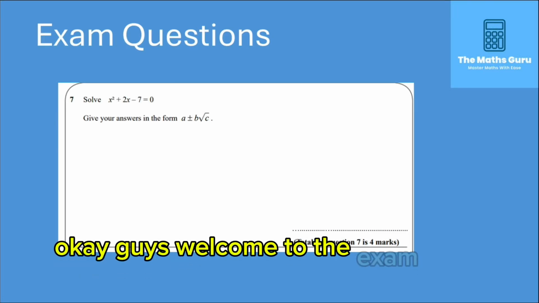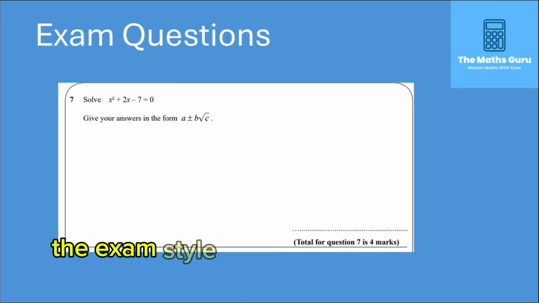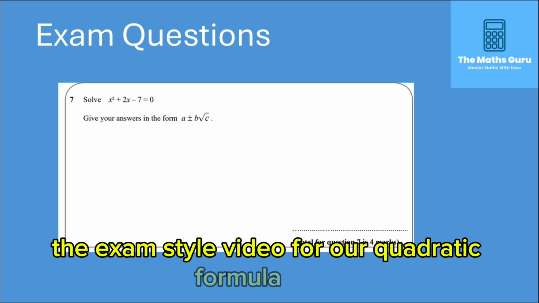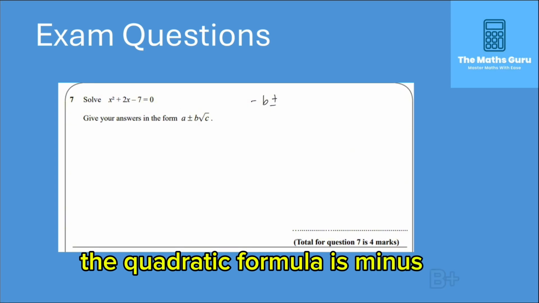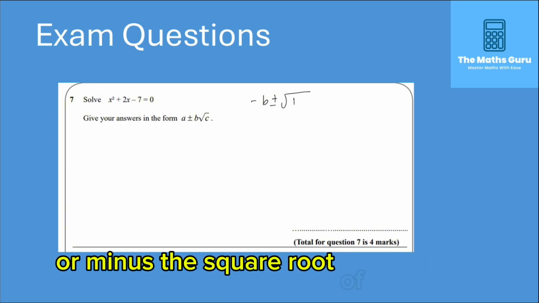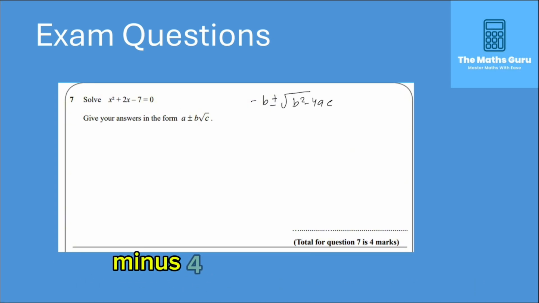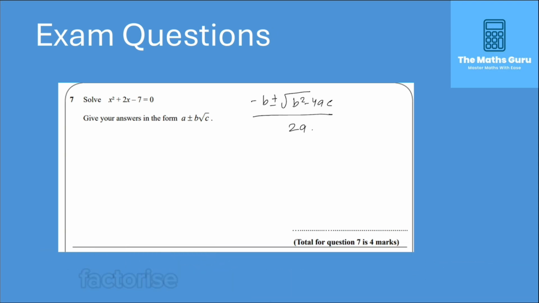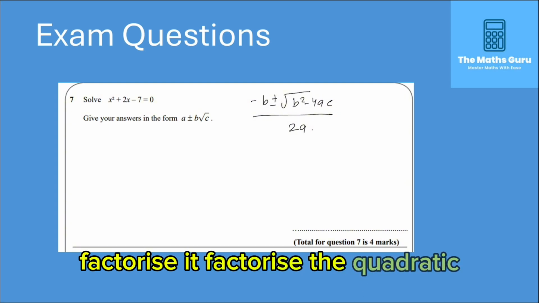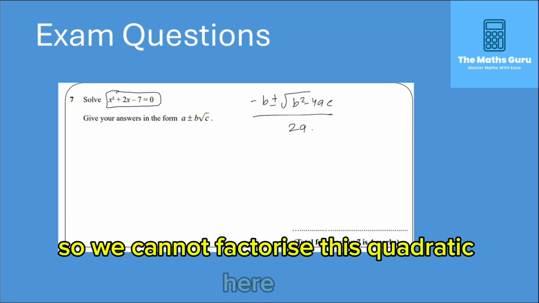Okay guys, welcome to the exam style video for our quadratic formula topic. Before we get into this, let me outline the basics. The quadratic formula is minus b plus or minus the square root of b squared minus 4ac, all divided by 2a. And we use the quadratic formula when we cannot factorize the quadratic, so we cannot factorize this quadratic here.